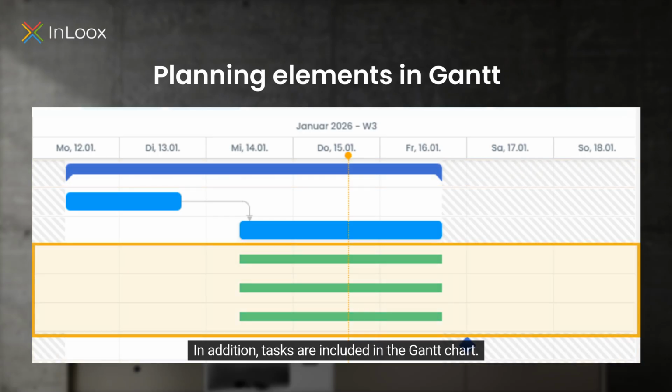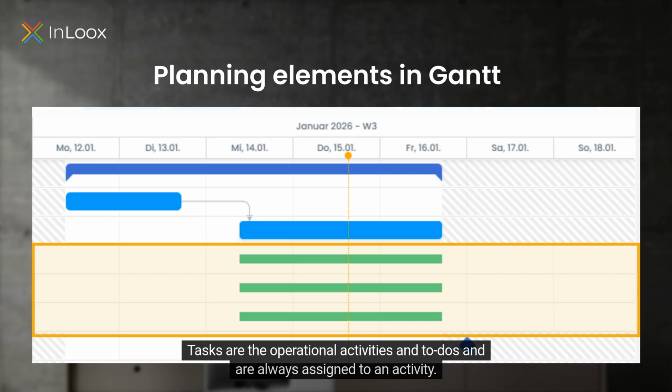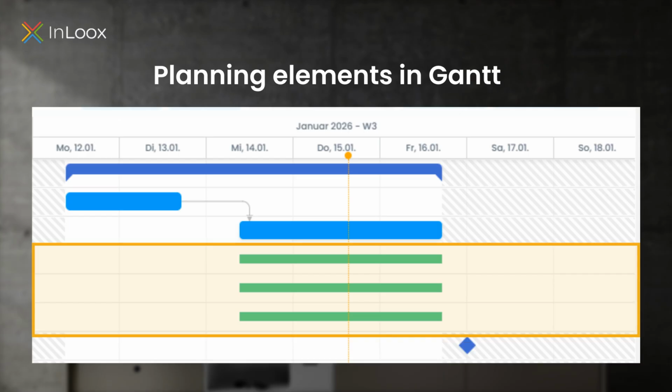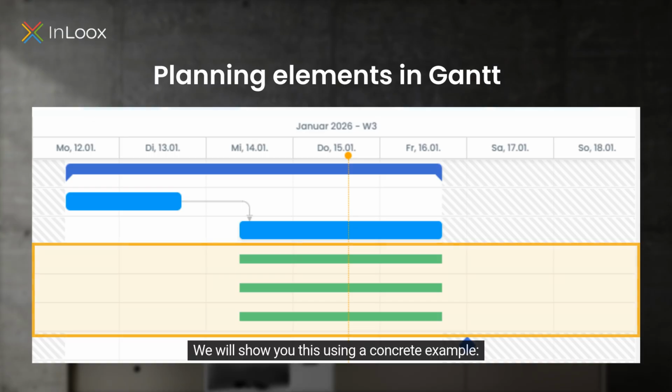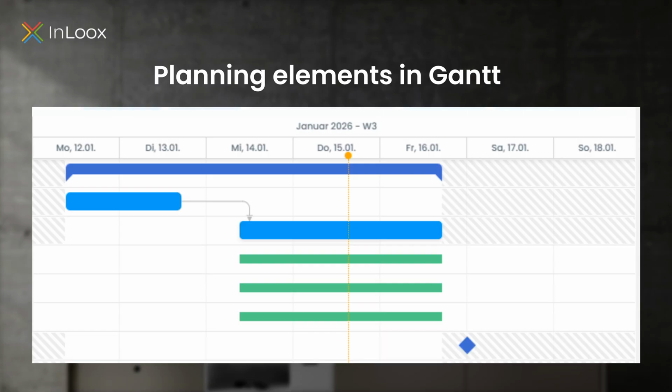In addition, tasks are included in the Gantt chart. Tasks are the operational activities and to-dos, and are always assigned to an activity. While activities, as already learned, have a certain duration, tasks do not have a duration but an effort. We will show you this using a concrete example.